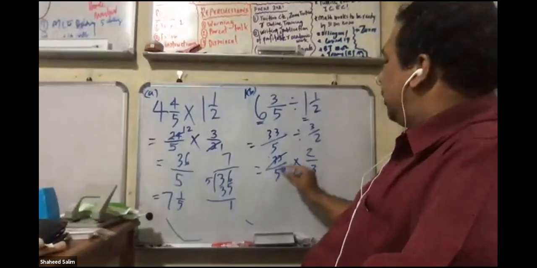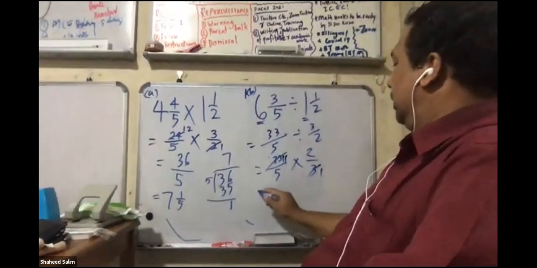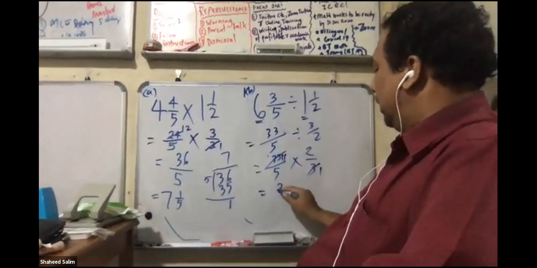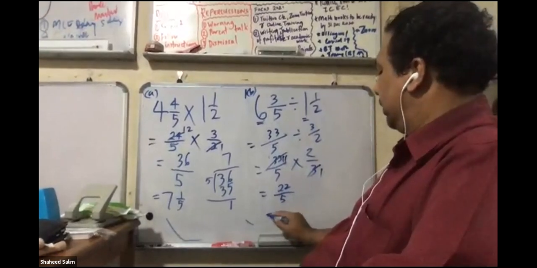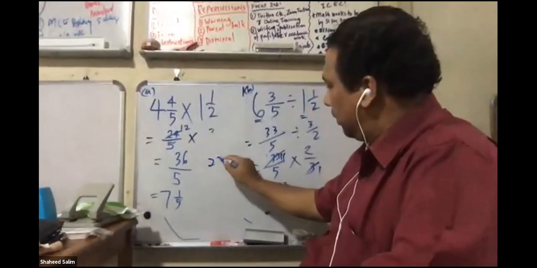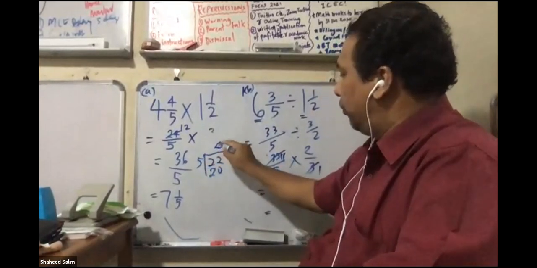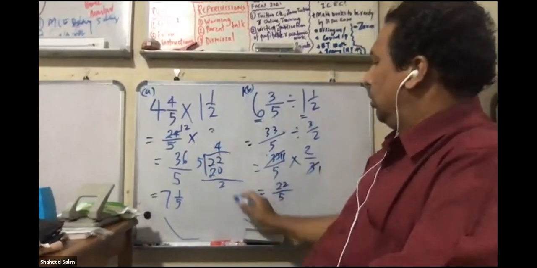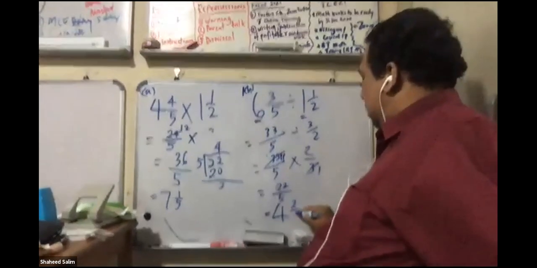So 33 divided by 3 gets 11. 3 divided by 3 gets 1. 11 times 2 is 22. 5 times 1 is 5. So we do 22 over 5. You get 20, so 20 gives you 4, with a remainder of 2. So 4 and 2 over 5 means Iman got it right.